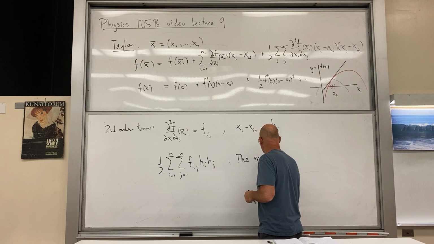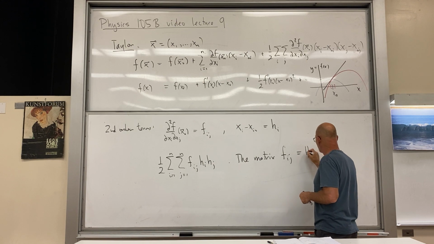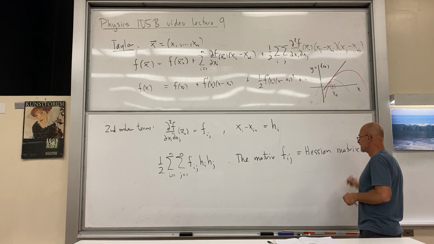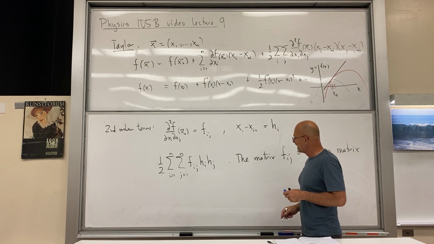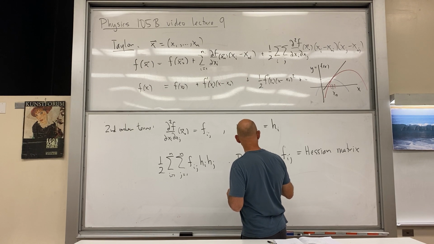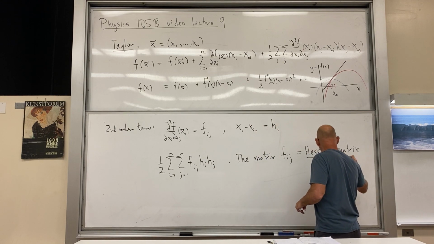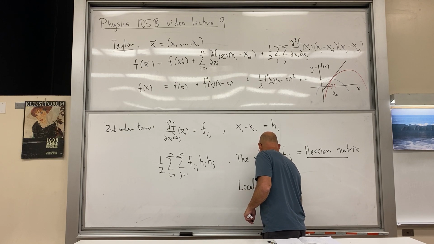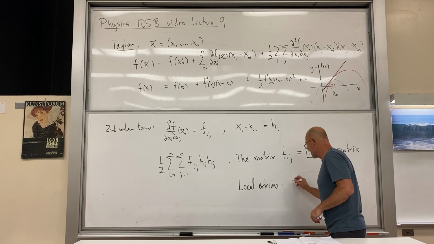The matrix f sub ij is called the Hessian matrix, and it's the matrix of second derivatives. We're going to use it to characterize local extrema.